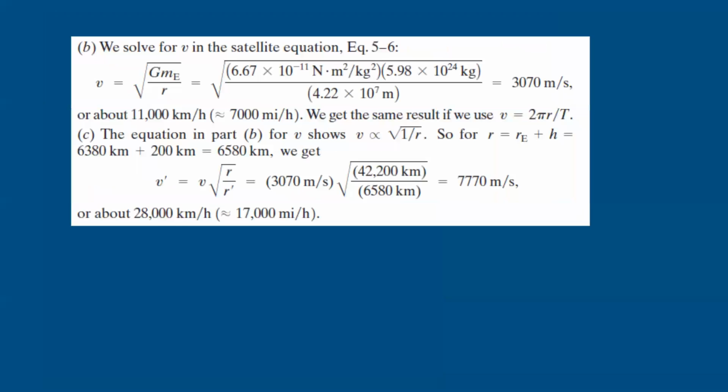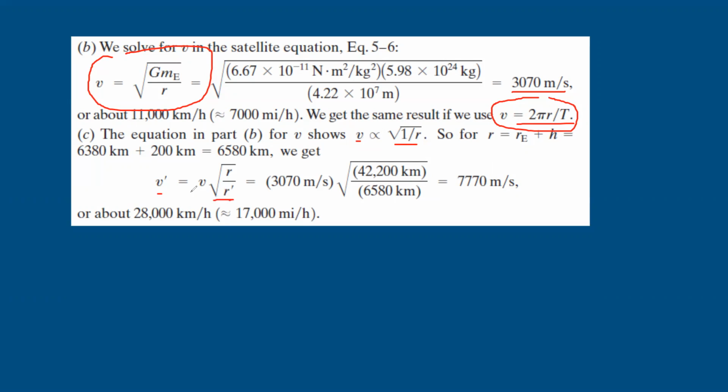And then the second is we solve for the V. From the previous equation, we can solve for the V, square root of G M_E over R. So here you can have 3,070 meters per second, and about 11,000 kilometers per hour. We get the same result if you use 2 pi r over t. You can use this equation or this equation, and you will have the same result. The equation in part B for V shows that V is proportional to the square root of 1 over r. So for R_E plus height, we get this one.